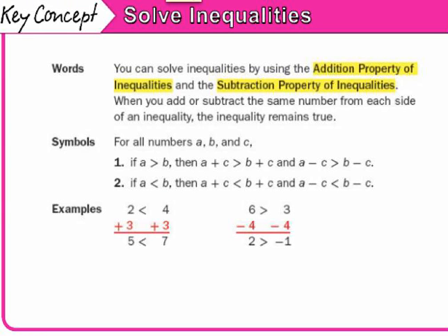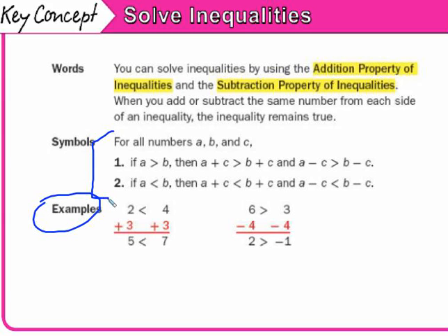So kind of like with equations, I can solve algebraic inequalities using the addition property of inequalities and the subtraction property of inequalities. And what those say is when you add or subtract the same number from each side of an inequality, the inequality remains true. So let's look at the number examples before we go back to the symbols.